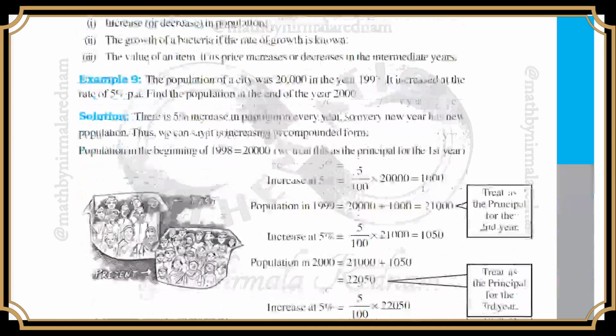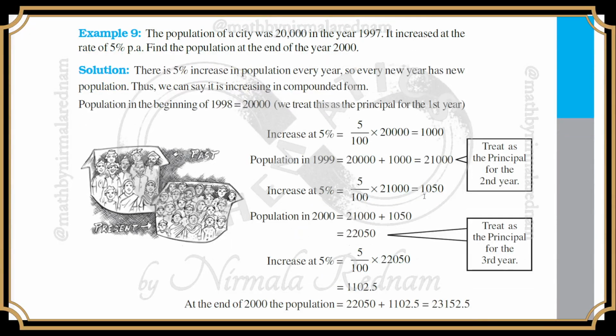Next, let's look at the 9th example. The population of a city was 20,000 in the year 1997. It increased at the rate of 5% per annum. Find the population at the end of the year 2000.